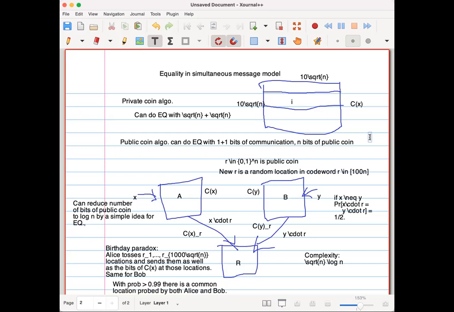Okay. So this is what Alice does. She computes c_x, but writes it as a 10 square root of n times 10 square root of n matrix. Then she chooses a random row i and sends the index i as well as the entire contents of the row to the referee. And now you can sort of guess what Bob will do. Bob has this c_y out here. Bob chooses a random column, let us say column number j, and to the referee, Bob sends the index j, so he sends the column index as well as the entire contents of the column.